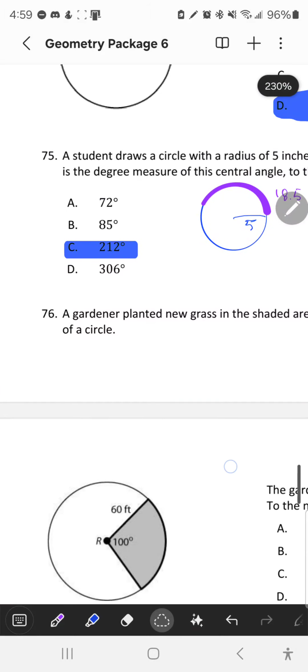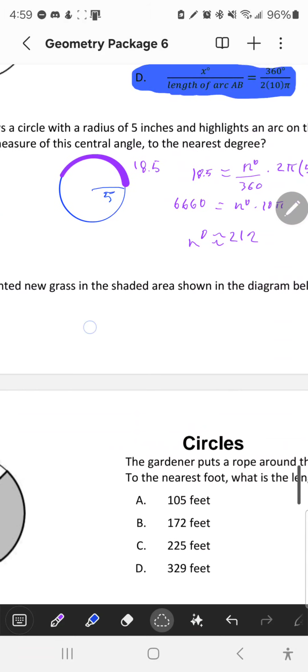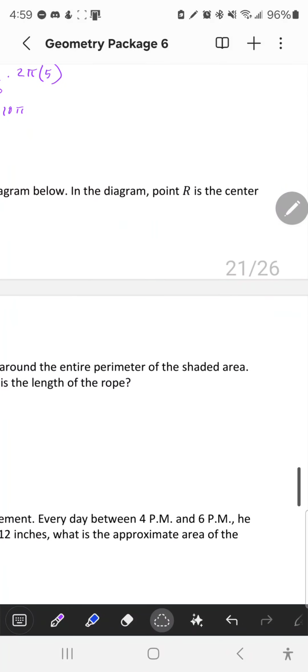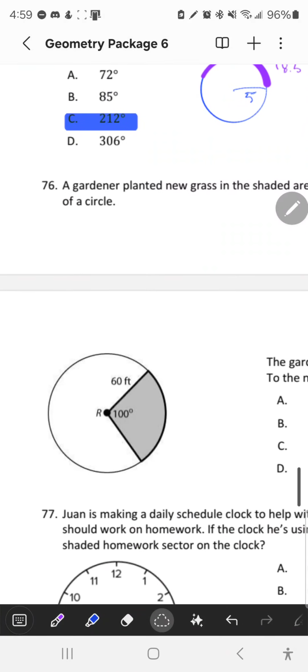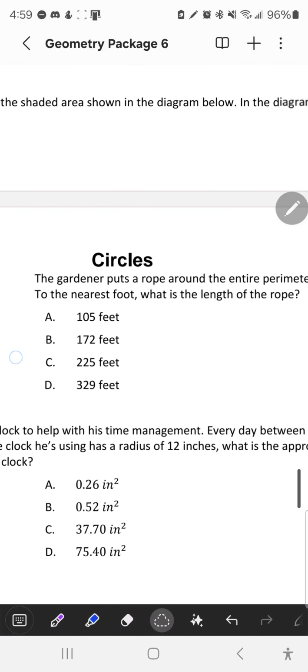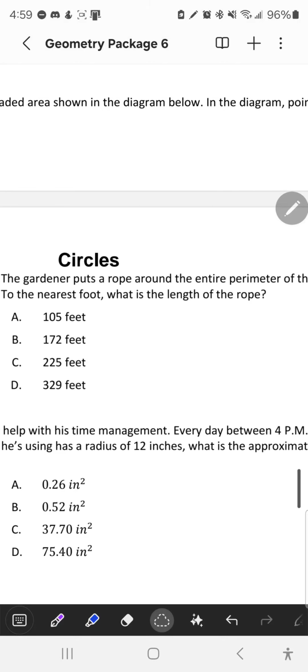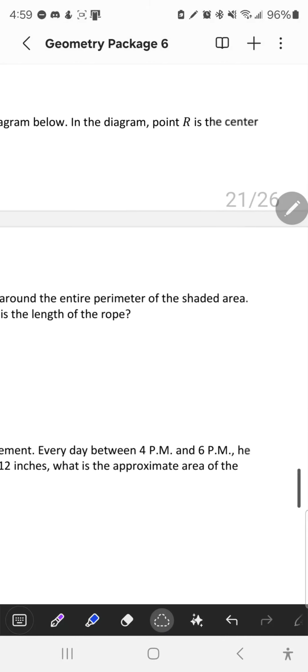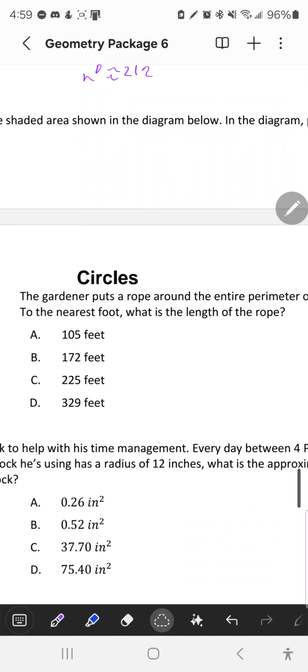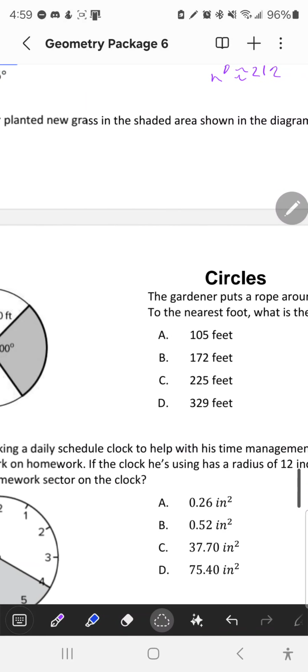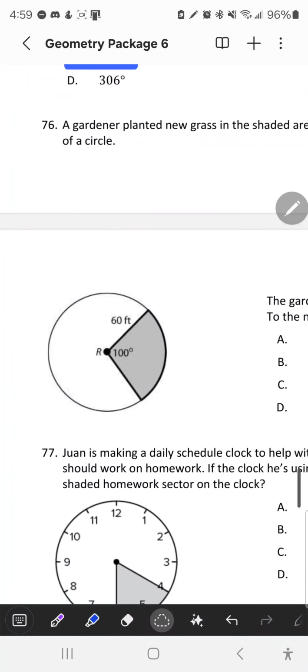A gardener plants new grass in the shaded area shown in the diagram. In the diagram, point R is the center of the circle. The gardener puts a rope around the entire perimeter of the shaded area. To the nearest foot, what is the length of the rope? So we need to find the perimeter.